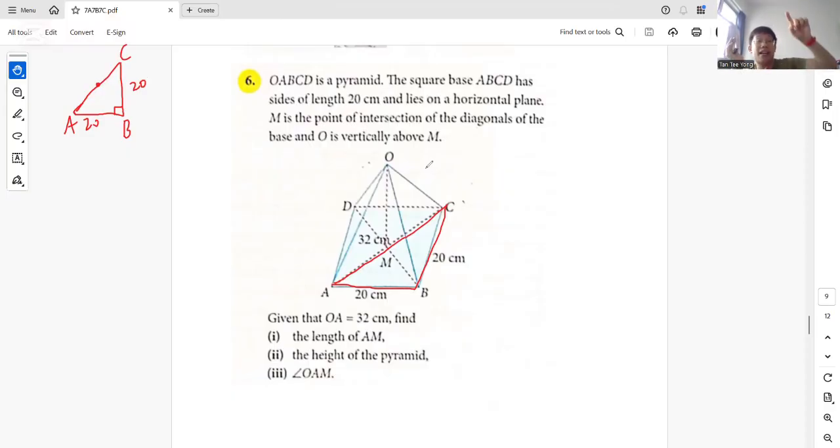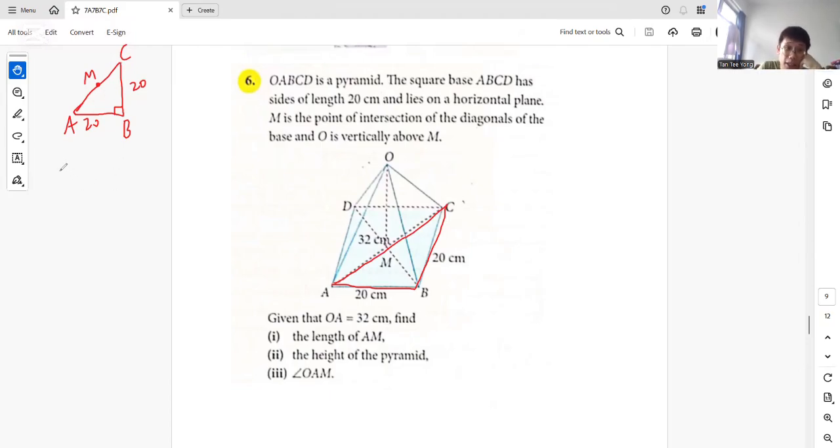Okay, and M is directly below O, right? O is the top vertex of the pyramid. So when the top vertex of the pyramid aligns itself to M, right, that means M is directly in the center of the square as well. Okay, so that's why M is the midpoint of AC. So in order to find out AM, I will have to find out AC and then divide by 2 to find AM. Okay, so let's find AC.